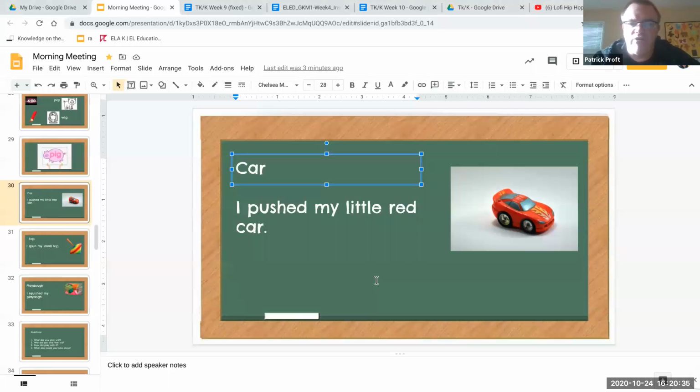Today, we're going to go back to writing. You remember before we were writing about our toys and how we played with them. Let me go ahead and share my screen and show you some examples of that. Like here I had my toy race car, and I wrote this sentence to describe the car and what I was doing with it. I said, I pushed my little red car. So I described what the toy was, and I described how I played with it.